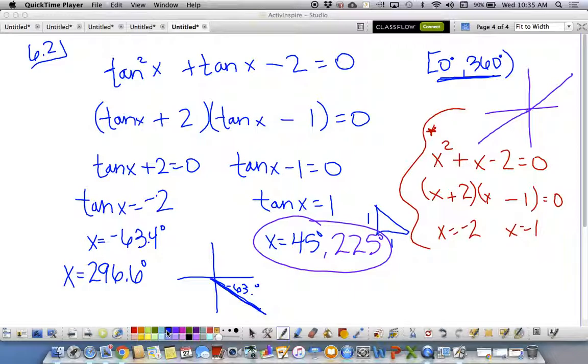No. No, there should be one in quadrant 2. I think your calculator doesn't work. How can my calculator not like you? I don't know.